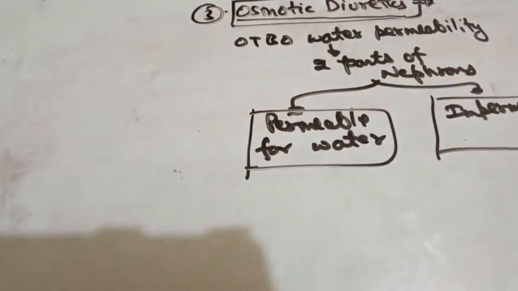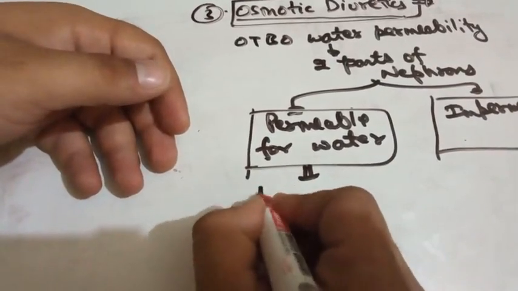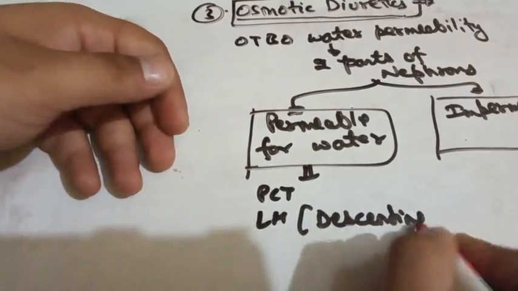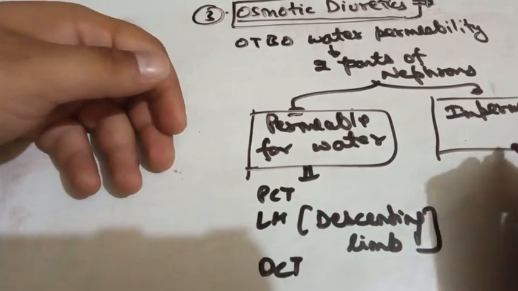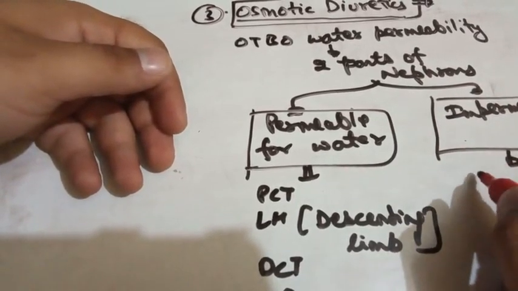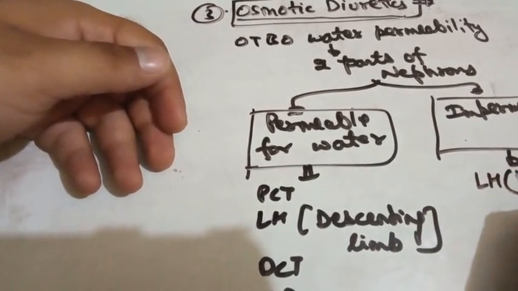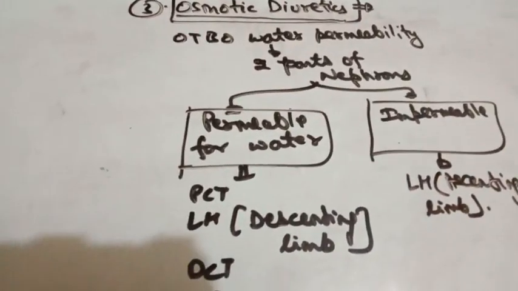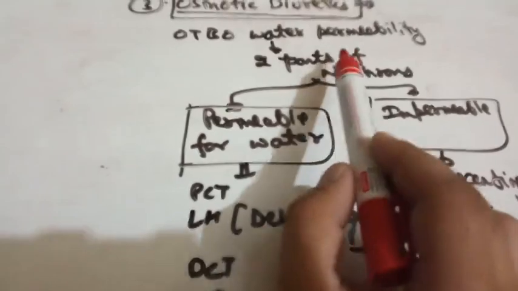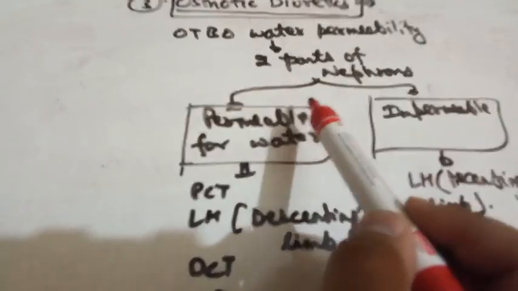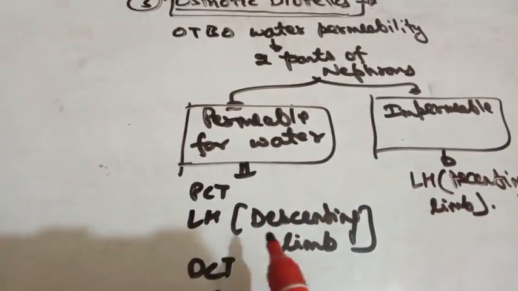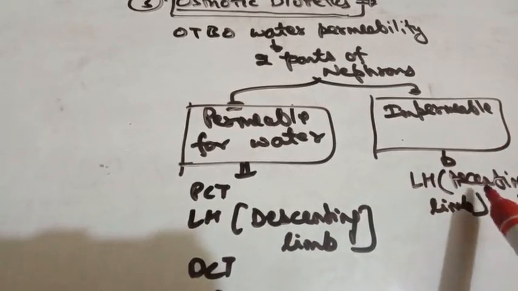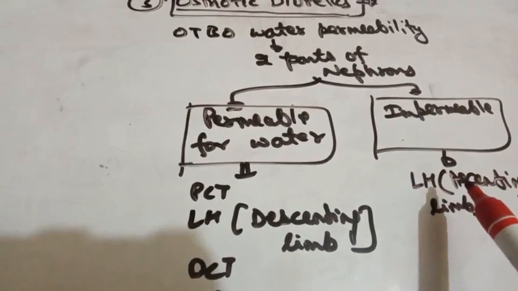So the parts which are permeable for water are PCT, the descending limb of the loop of Henle, and DCT, and the collecting duct. The impermeable portion is the loop of Henle ascending limb. So, on the basis of water permeability, whether the portion of nephron allows water to pass through it or not, we have two parts. Permeable to water, we have PCT, DCT and the descending limb of the loop of Henle, and impermeable we have the ascending limb of the loop of Henle.